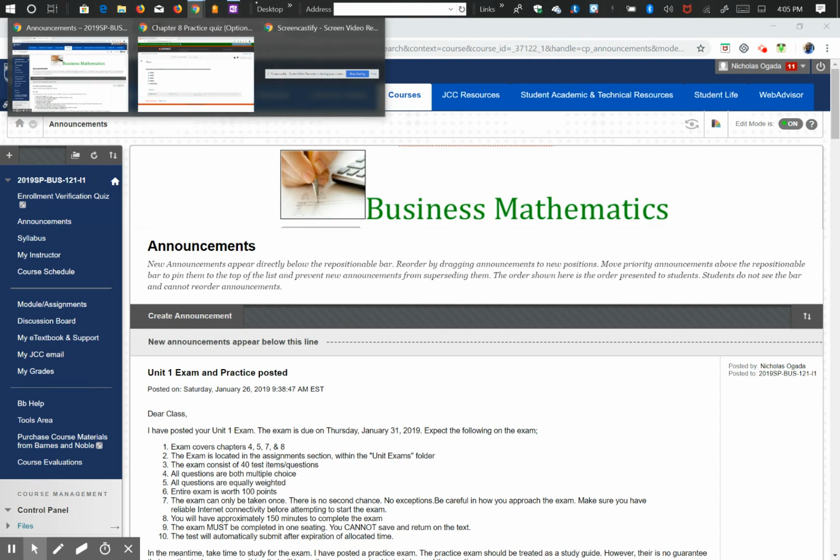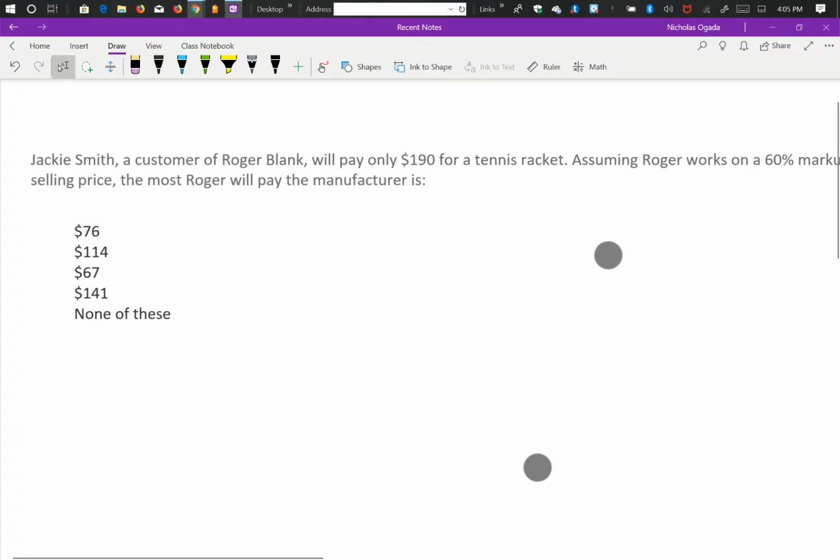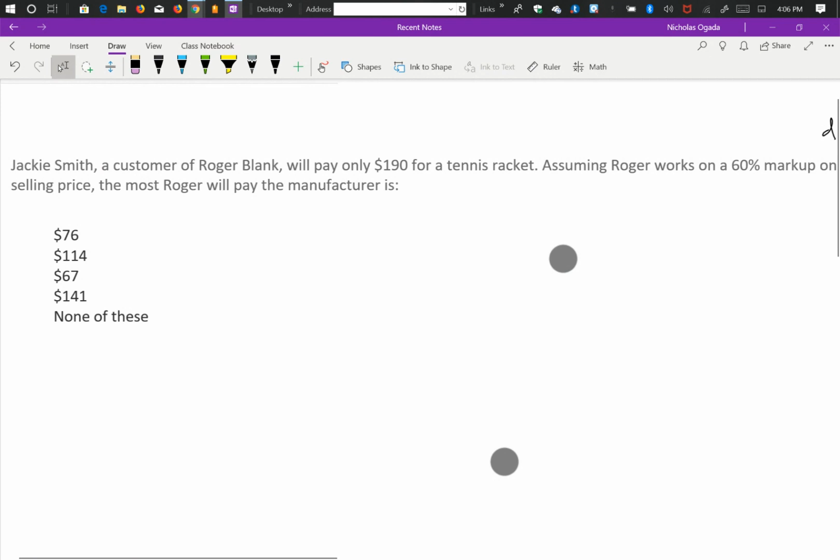in chapter 8. So if you use this example, this example will illustrate the point that the basic selling formula could be applied to a number of problems in chapter 8. In this problem, you've been told Jackie Smith, a customer of Roger Blanc, will pay only $190 for a tennis racket. Assuming Roger works on a 60% markup on selling price, the most Roger will pay the manufacturer is.